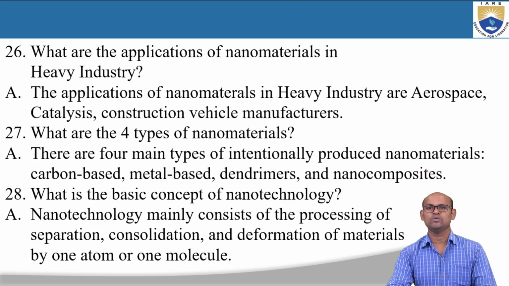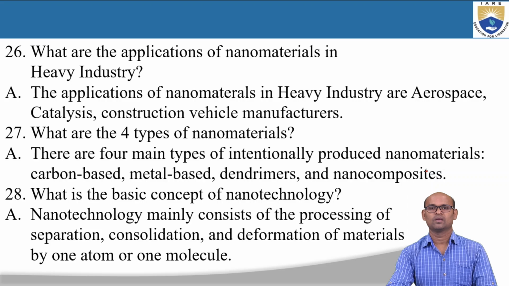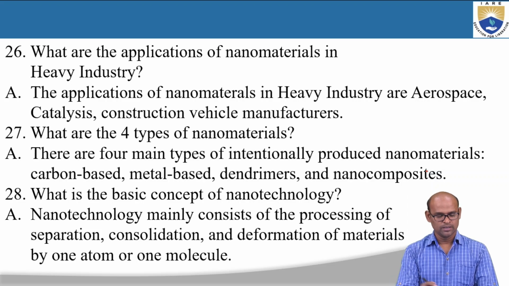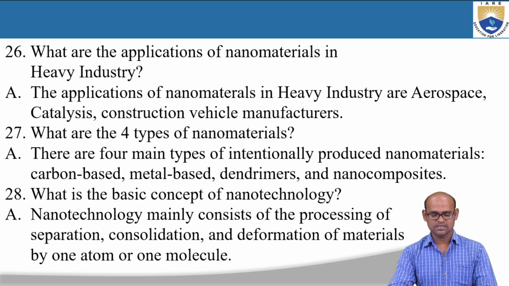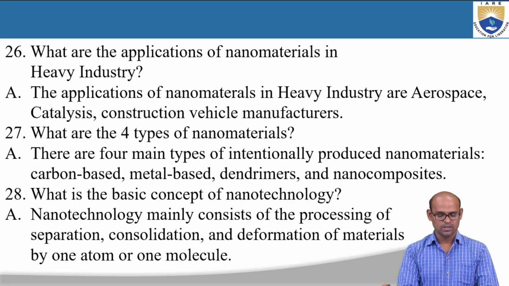What are the applications of nanomaterials in industry? The applications of nanomaterials in heavy industry are aerospace, catalysis, construction, and vehicle manufacturers. What are the 4 types of nanomaterials? There are 4 main types of intentionally produced nanomaterials: carbon-based, metal-based, dendrimers, and nanocomposites.